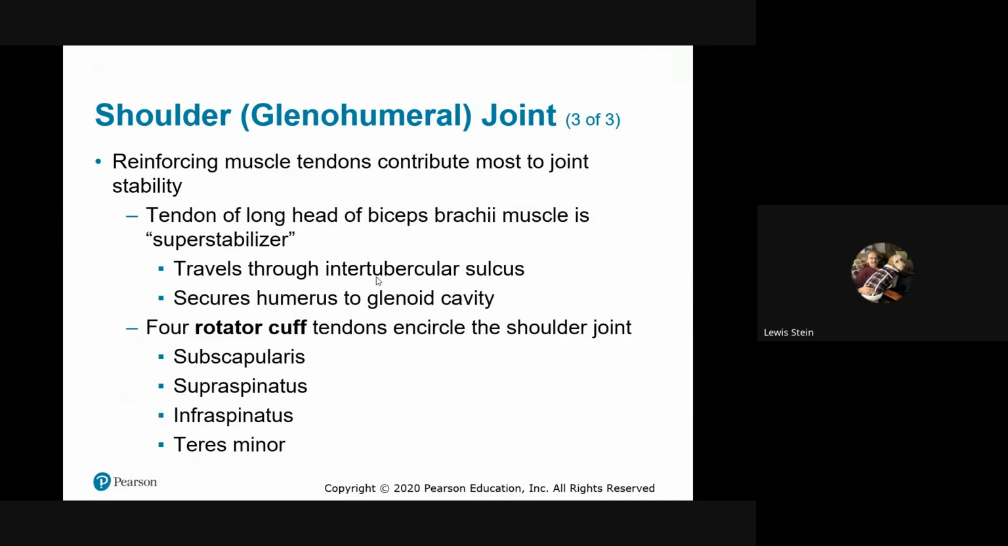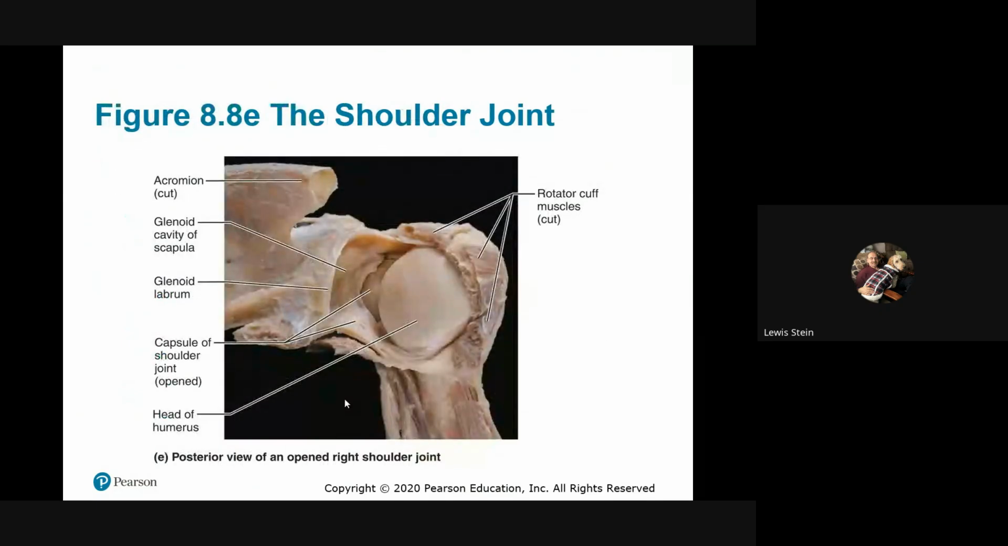So another structure you should remember secures the humerus to the glenoid. Here are the 4. You're going to have to know those eventually. You might as well just start processing them now. The rotator cuff.